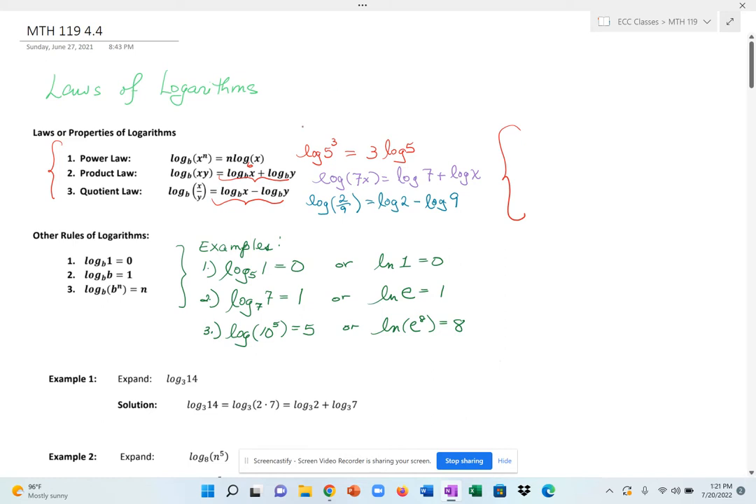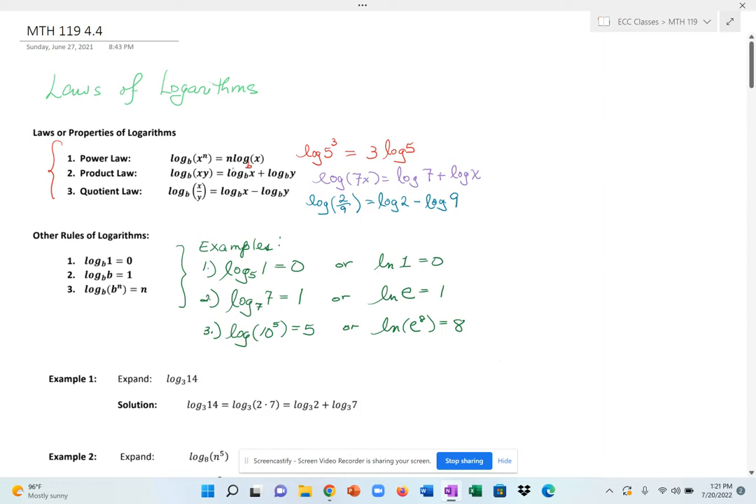The log, this would be a common log. The log of 5 to the third is equivalent to 3 times the log of 5. And the second example here in purple says that the log, again, this is a common log, the log of 7 times x would be the log of 7 plus the log of x. And the third example, I have the log of 2 over 9 is equal to the log of 2 minus the log of 9. So these properties or laws, log laws, are used to simplify logarithms.